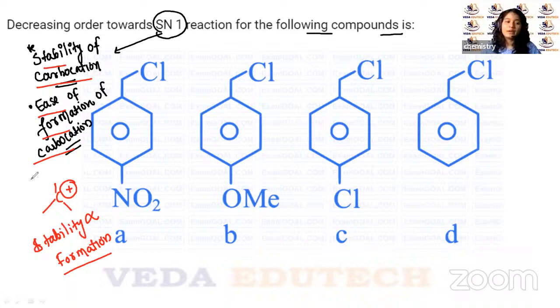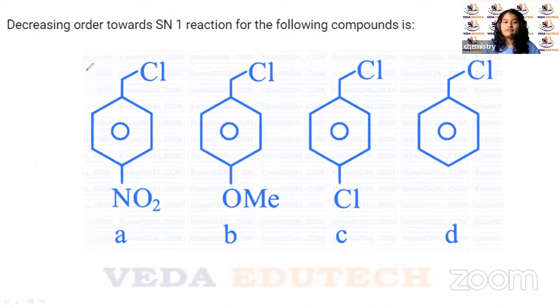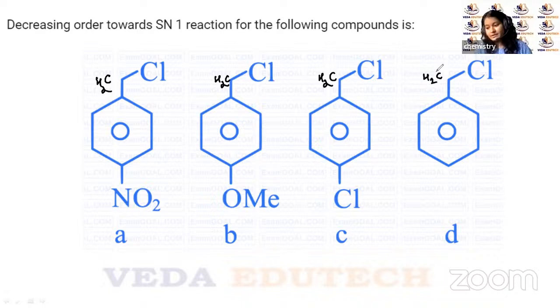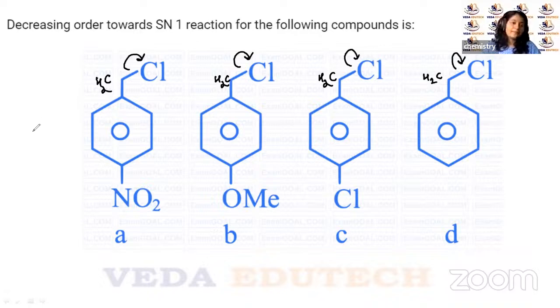Okay, so what we are talking about here, we know that this is benzyl chloride. Everywhere we have benzyl chloride. This is CH2 group, and we know benzyl itself is a very stable carbocation, right? So if you are removing this from here, we'll remove all of these.